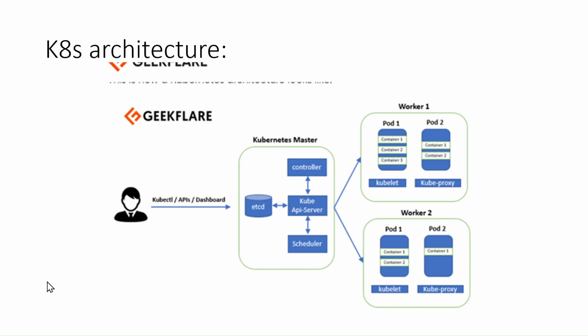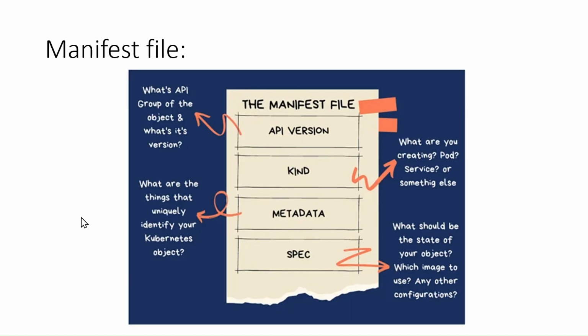So this is the architecture of Kubernetes. Whatever command the developer passes to the Kubernetes master should be taken care of by any of these. We might use the interface called kubectl, or we might use APIs, or we will have a dashboard. To pass whatever commands we want to the Kubernetes master, we make use of a manifest file.